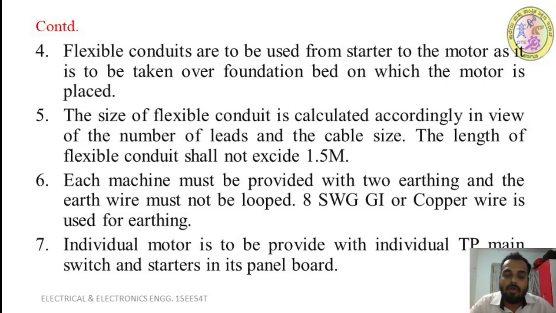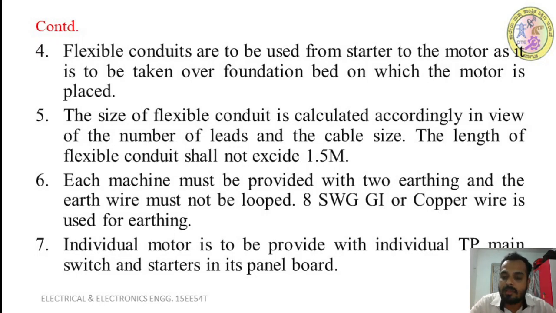So next code of practice, each machine must be provided with 2 earthing, and the earth wire must not be looped. 8 SWG GI or copper wire is used for earthing. Here each machine has to be earthed, right? It has to be provided with 2 earthing points, and the earth wire must not be looped.